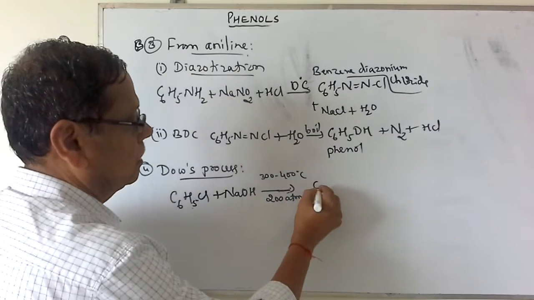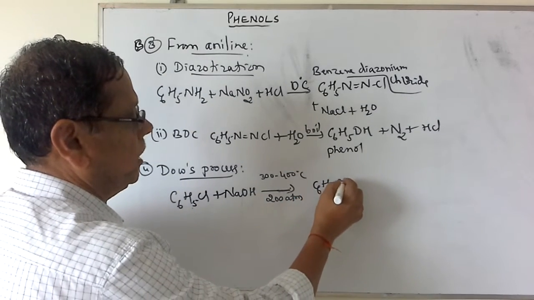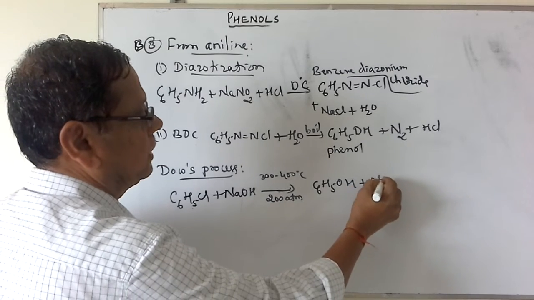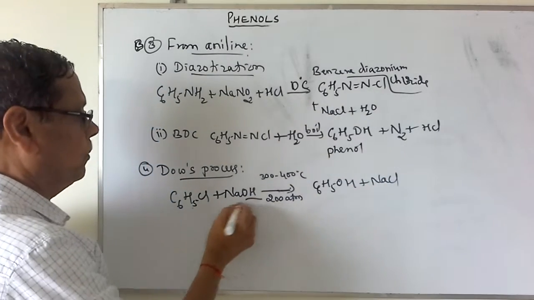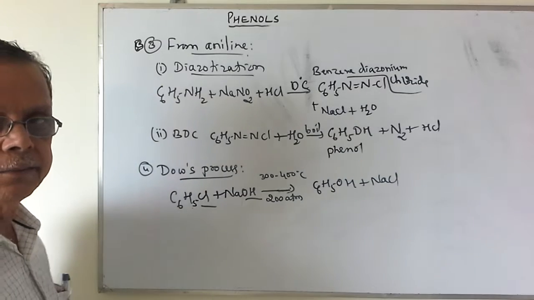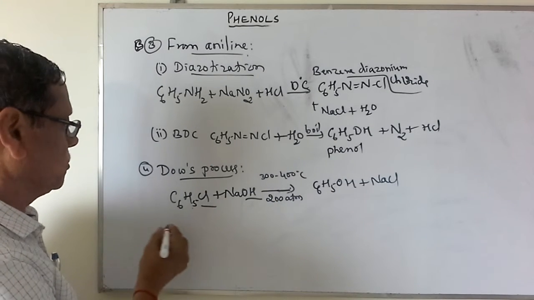This will give rise to C6H5OH along with NaCl. The OH group will be substituted in place of the chlorine atom. So that is called Dow's process.